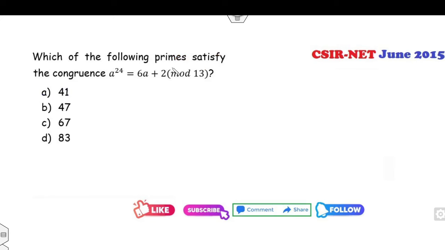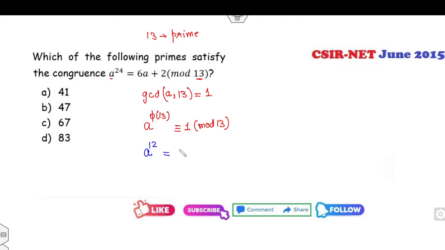Which of the following primes satisfy the congruence this? Again, you can see 13 is my prime number. Fine. What is the GCD of A and 13? Fine. So by the Euler theorem, A raised to power 13 is congruent to 1 modulus 13. What is the phi of 13? Because it's a prime, phi is 12, so A raised to power 12 is congruent to 1 mod 13. Since I needed 24, I can scale them because the right hand side is 1, so there is no change. It is 1. Fine.